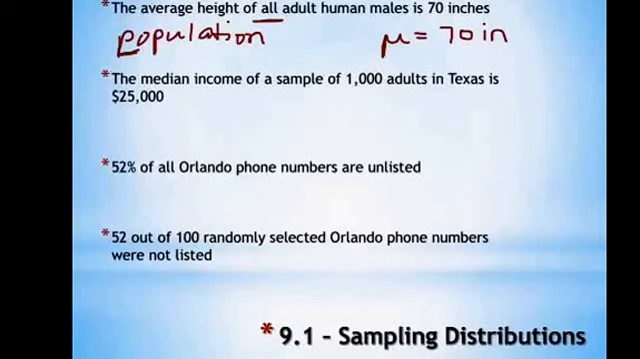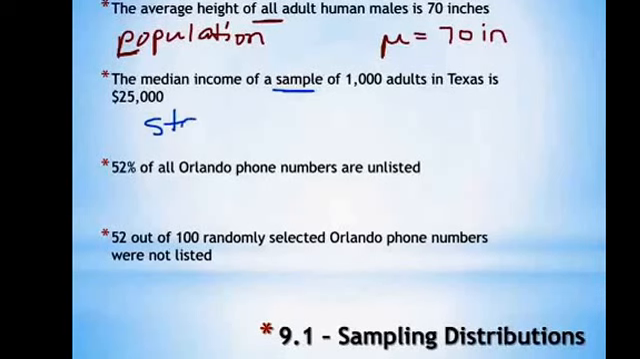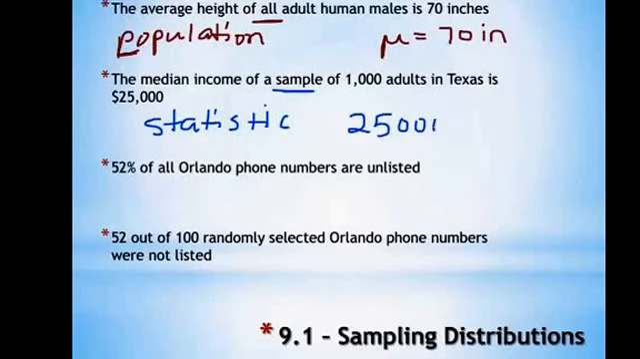For the next one, median income of a sample of 1,000 adults in Texas is $25,000. So because they told us it's a sample, and sample starts with S, statistic starts with S, we're dealing with a statistic. Now there's no symbol for median, so I'm not going to write anything. I'm going to say that 25,000 is the median.